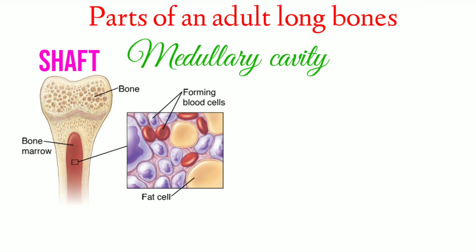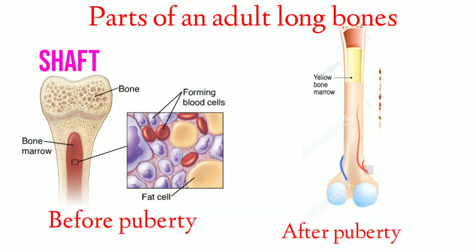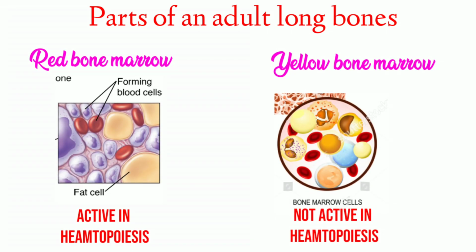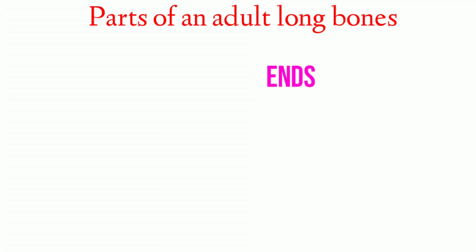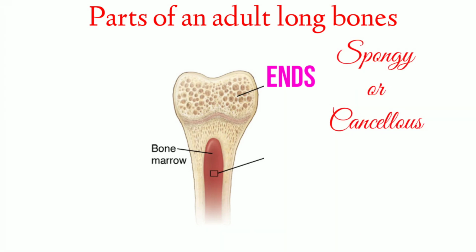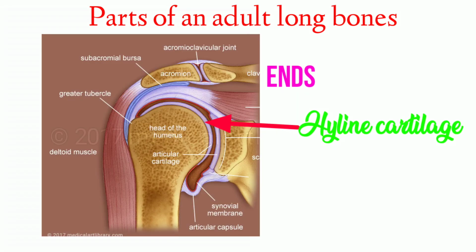The bone marrow is red before puberty, and after puberty it is yellow bone marrow. Red bone marrow is active in hemopoiesis. It will produce RBCs, but yellow bone marrow doesn't have the power of hemopoiesis. Then the two ends. The ends of a long bone are made up of spongy or cancellous bone. The articulating surfaces of the ends are covered by hyaline cartilage.